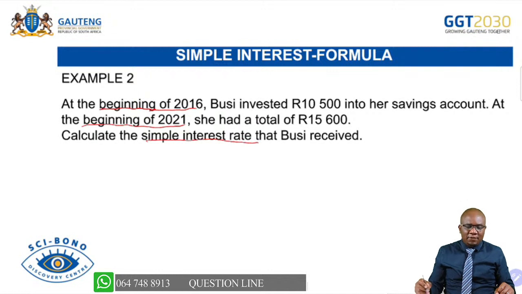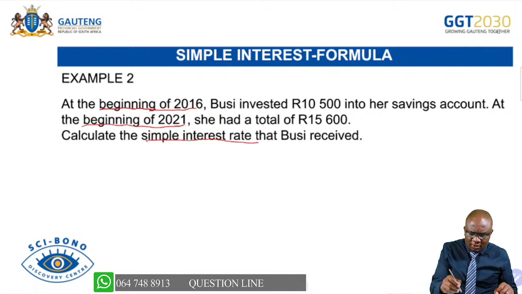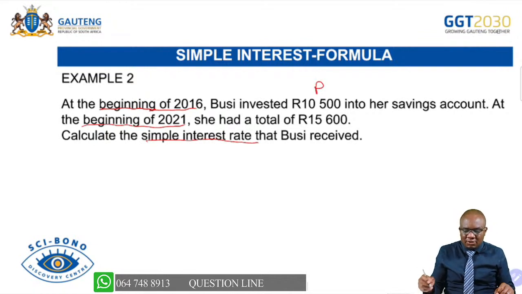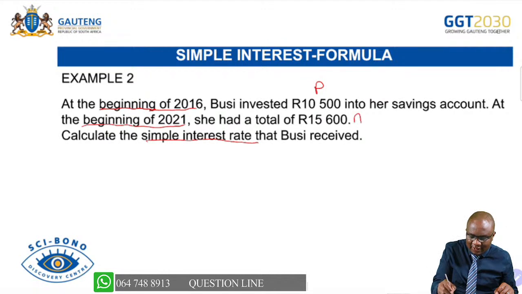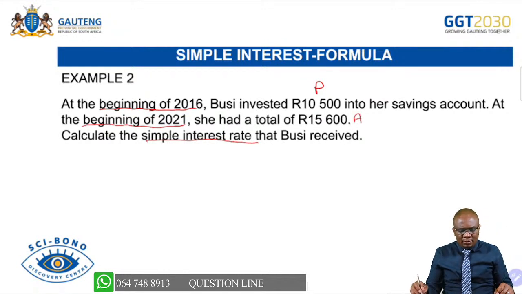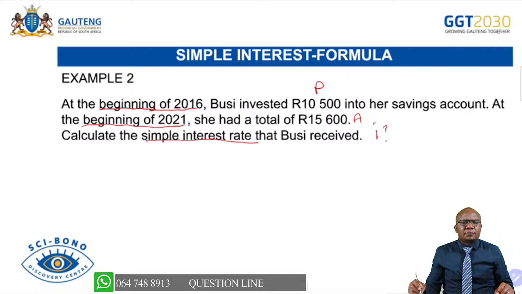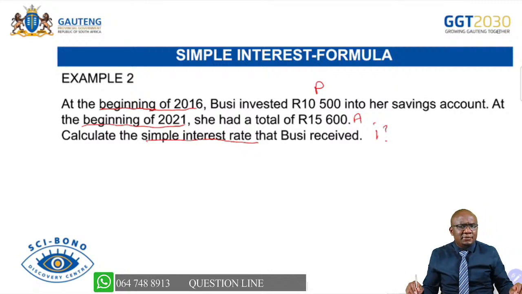What do you have here? Okay, Busi invested 10,500. That is the P. She had a total of 15,600 at the end, which is A. It's very, very important. What do we have? I. We're looking for it. We don't have it. Then where do we get our N? Every year, every year, every year.